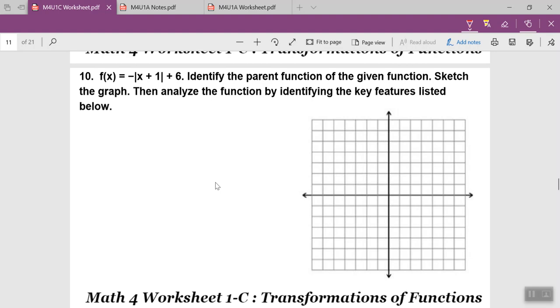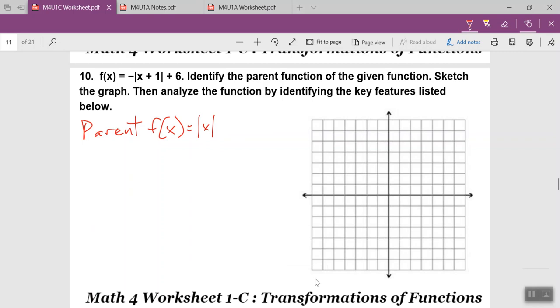Okay, this is the video for the second half of worksheet 1C. We're going to pick up with number 10, and we're given the function f of x equals negative absolute value of x plus 1 plus 6. So we're supposed to identify the parent. The parent would be f of x equals absolute value of x.